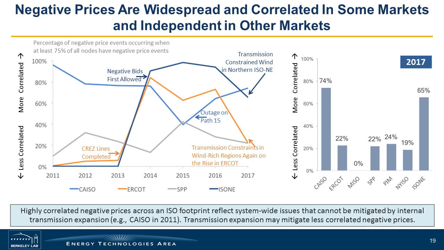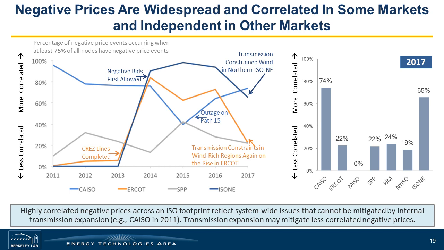The negative locational marginal prices in some regions, such as California, are really largely system-wide events, whereas in other cases we see that negative prices are more localized, and those can potentially be addressed through enhanced transmission infrastructure. So the measure that we use to quantify the degree to which negative prices are occurring simultaneously across markets is this metric up in the top left, where we're looking at the percentage of negative price events that occur when at least 75% of all nodes have negative price events. So a high value indicates that negative prices are well correlated across the entire market, whereas a low value indicates that negative prices tend to be more localized.